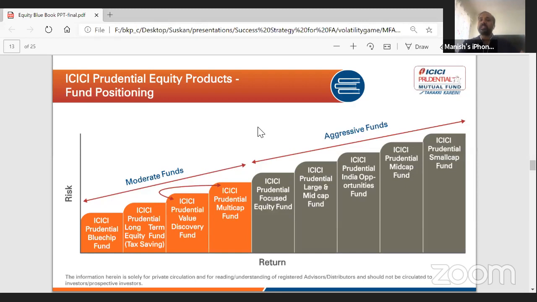Then on the extreme left end of the risk and return, you will see ICICI Prudential Blue Chip Fund. As the name suggests, it is a pure, true to label product. It invests only in large cap stocks. All the major names you can think of, whether it's ICICI, Maruti, HDFC, all the blue chip, large cap market leaders, it will invest in only those companies.